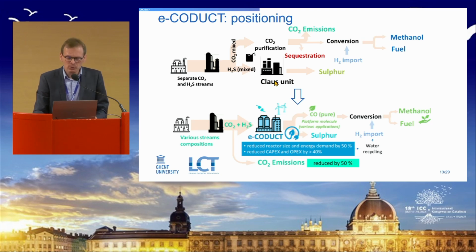What is intended to come out of an Ecoduct process is carbon monoxide, which is then an interesting starting building block for further conversion, and thanks to hydrogen import, we can make methanol and fuels out of it. The same as with the Claus unit, elemental sulfur is also one of the end products of the Ecoduct process.